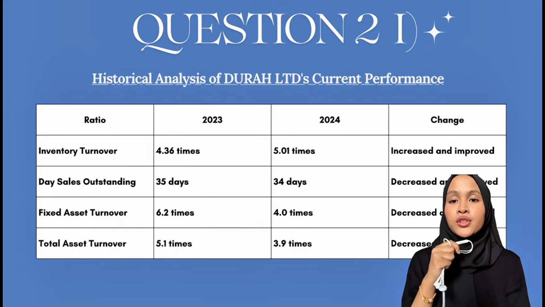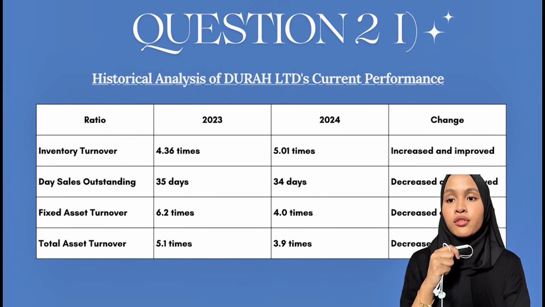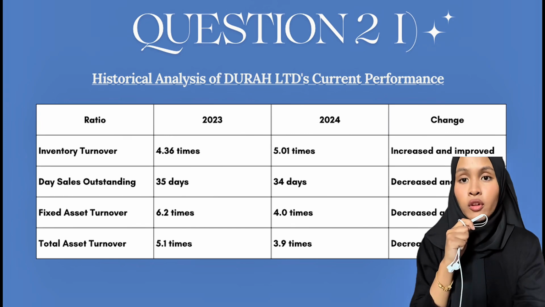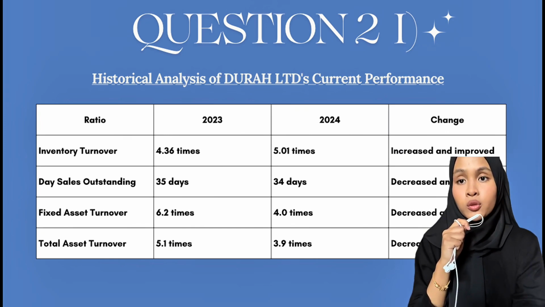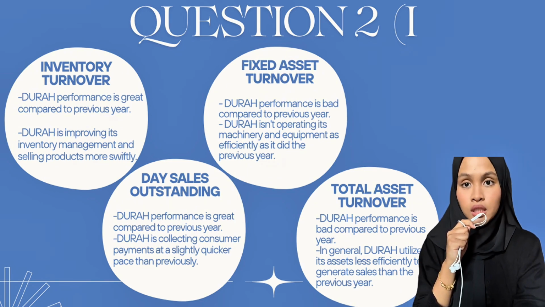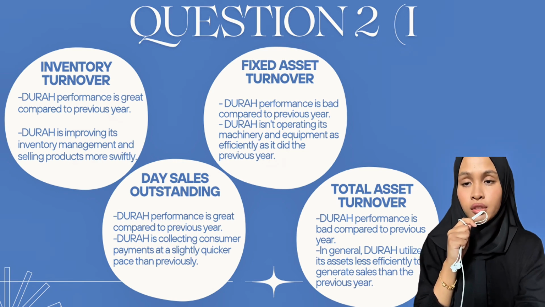Hello everyone, today I'll be presenting an analysis of Dura Ltd's performance based on key financial ratios with a comparison to its competitors, Imbun Co. and Flexwell Corp. Now let's see the historical performance of Dura Ltd from 2023 to 2024. For inventory turnover, they improved from 4.36 to 5.01 times. This indicates Dura is selling its inventory faster than the previous year, showing better inventory management.